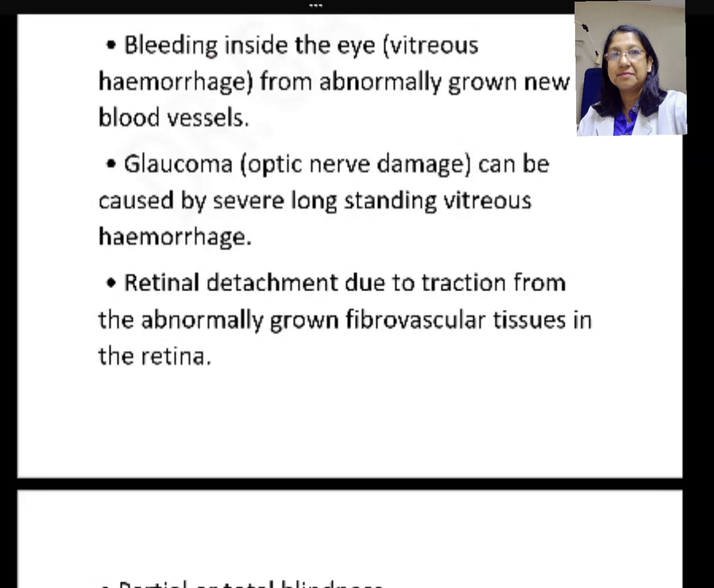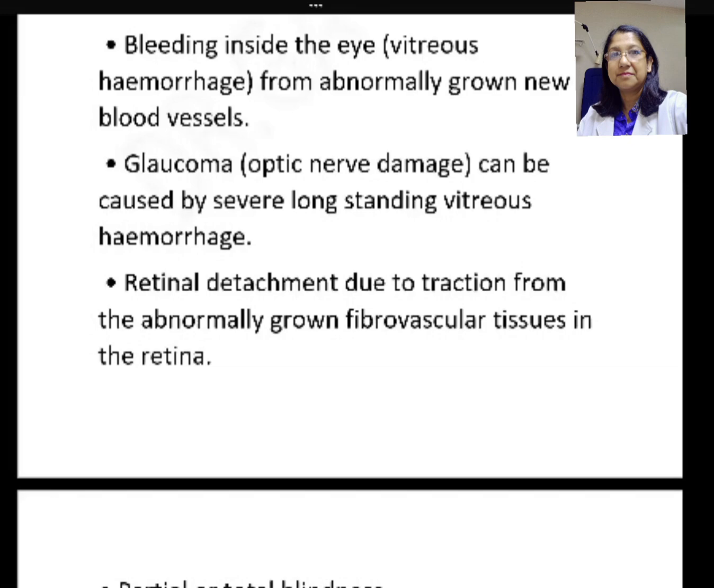So glaucoma is caused by two mechanisms in diabetic retinopathy. One is long-standing vitreous hemorrhage, causing the volume increase in the eye. Second, the trabecular meshwork is clogged by the newly formed blood vessels because of this vascular endothelial growth factor. Right? Now, another complication is retinal detachment.